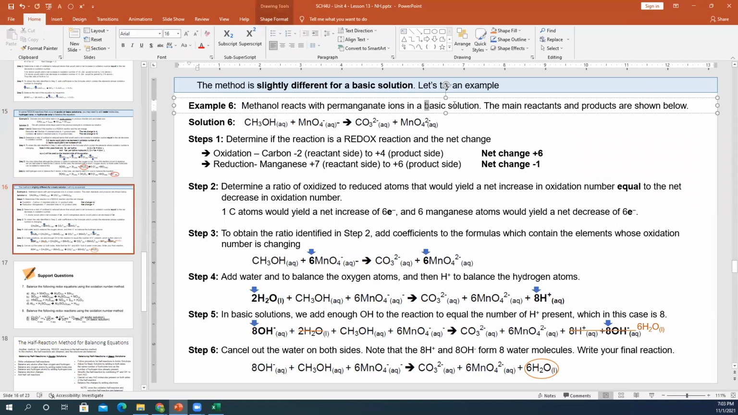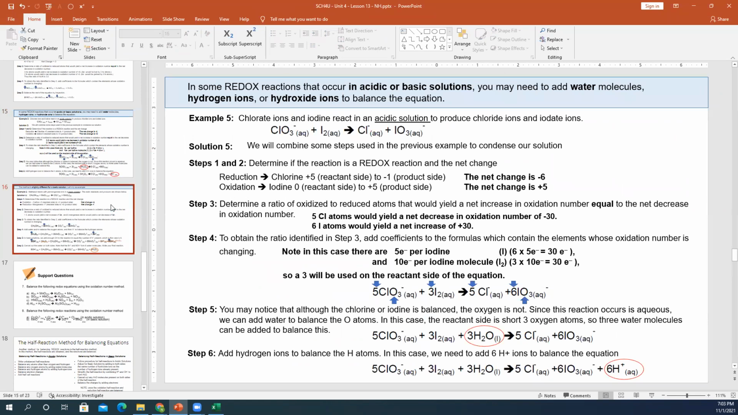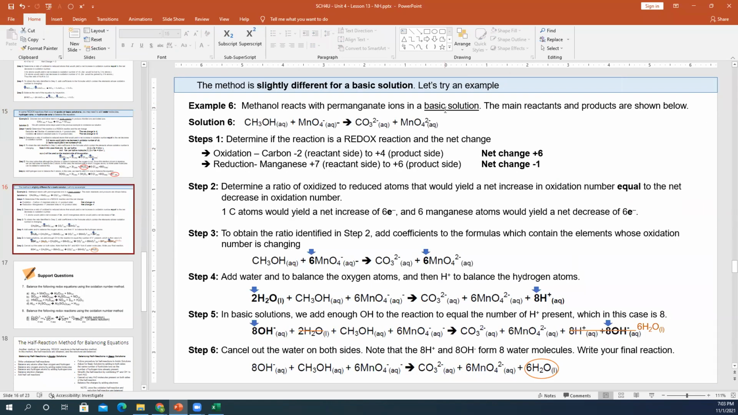And I'm going to underline this just to make sure everybody pays attention to how these 2 examples are different. The first one was in an acidic solution. Next one is in a basic solution. And the method that you apply in a basic solution is just a little bit different. So let's go through this example as well to make sure we've all got a hang of it.